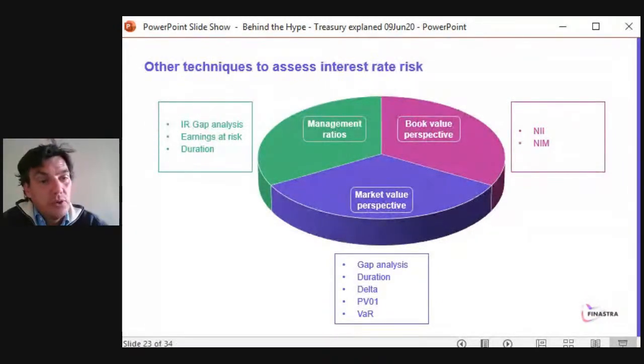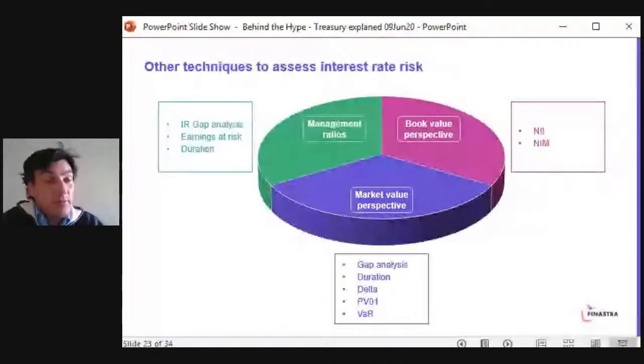So how can you do that? So the first one is the market value perspective. So you have your gap analysis, like the one you have, for example, with your liquidity gap. You can have an interest rate gap. So how much I am a lender and how much I am a borrower, and I will look at the difference. You would calculate your duration. You would calculate your PV01, your value at risk. All those instruments are helping you to measure what's your dependence towards the interest rate risk.